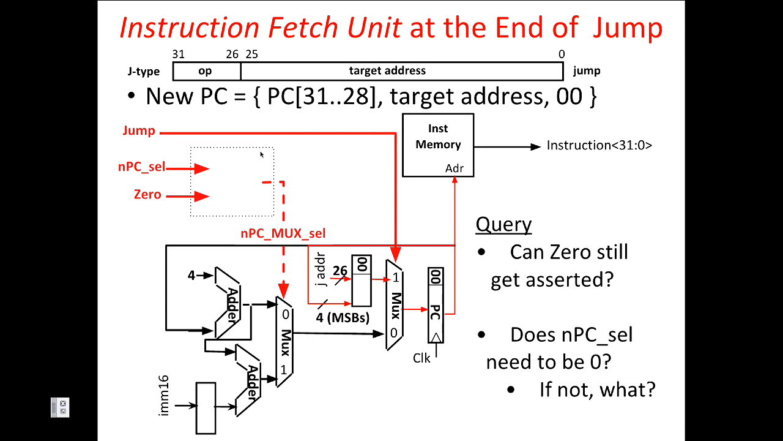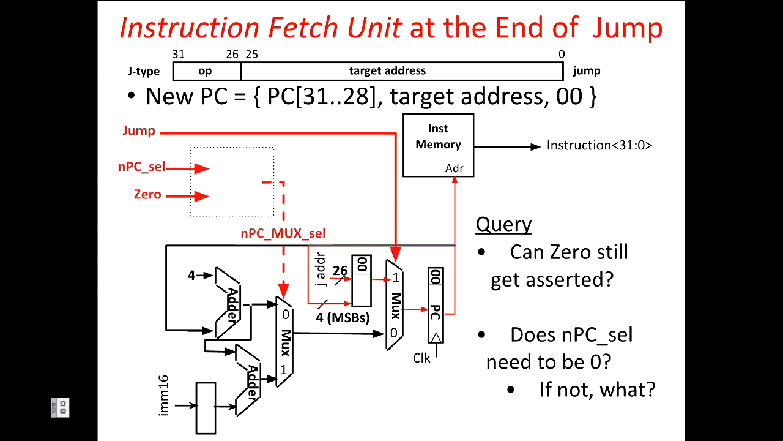So this is going to have to be a new control signal, which is a 0 when it's any instruction except a jump, and a 1 when we're dealing with a jump instruction. If we're dealing with a jump instruction, what does NPC mux select need to be? Does it need to be 0?